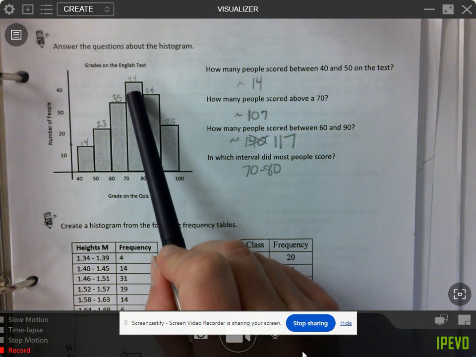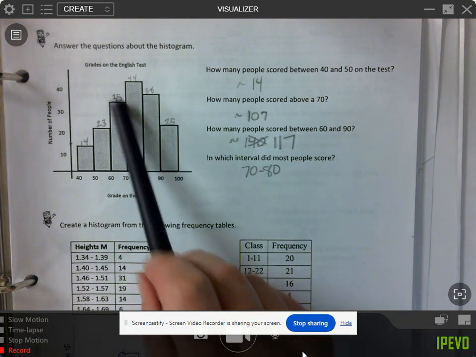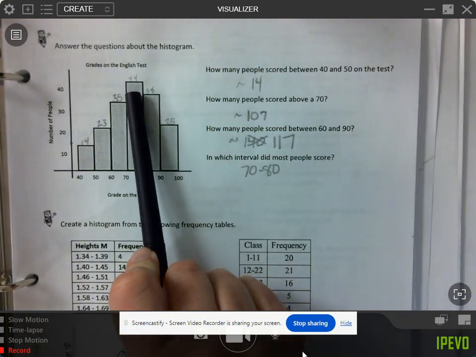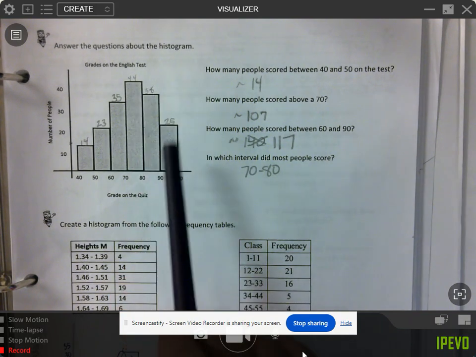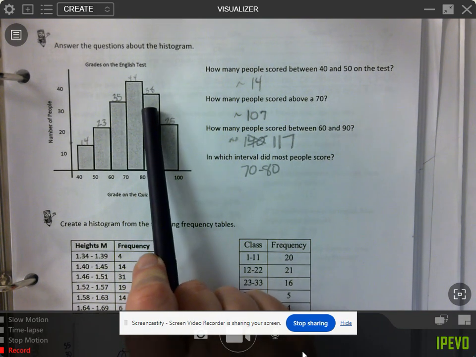So what did you put for the interval of 70 to 80? How many did you have, Mel? Okay. What did you have from 80 to 90?